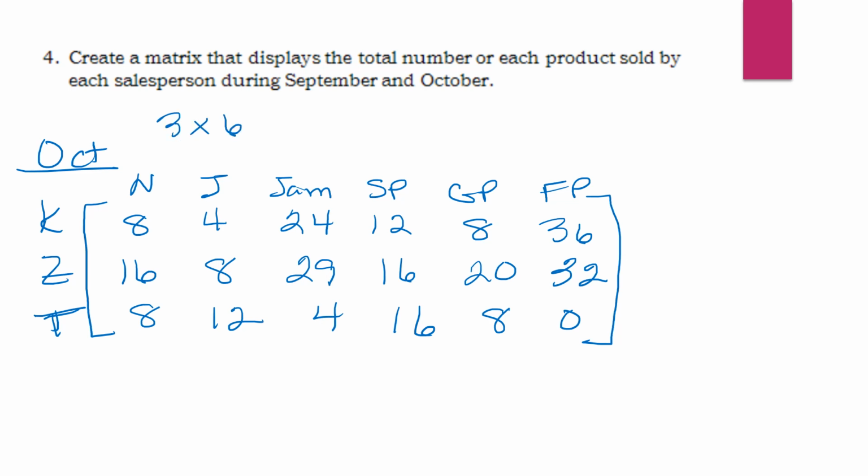And in step 4, it says, create a matrix to display the total number of product sold by each salesperson during September and October. Okay, so total. What does total mean to do? Total just means to find the sum or add them together. Okay, so we need to take a moment, go back to our September data and jot that down again so that we can add those two together.